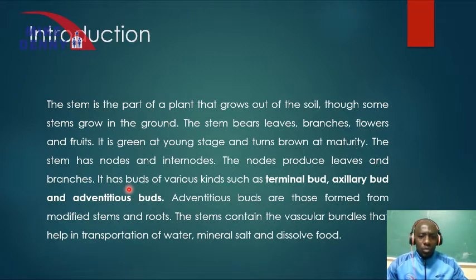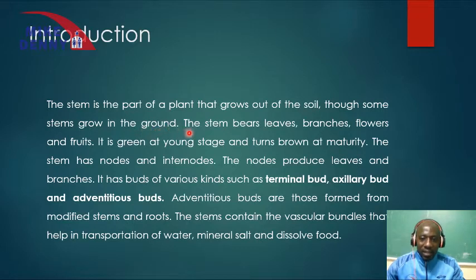We'll know that when you draw the flowering plant, which we said is divided into three main parts: the root, the stem, and the shoot, you realize that the stem is that part that grows out of the soil. But as we go into the various types of stems, we'll discover that some stems grow underground, and we'll talk of underground stems. So here we are talking of the stems to be the part that grows out of the soil, and we say some grow in the ground.